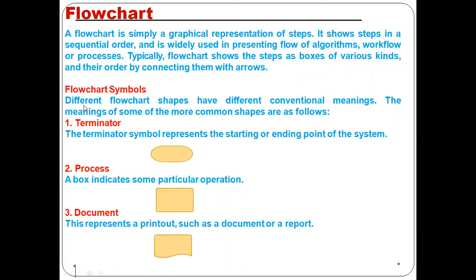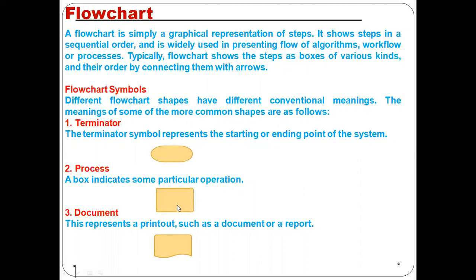And flowchart symbols are different. Flowchart shapes have different conventional meanings. The meanings of some of the more common shapes, the mostly used ones, are as follows. It is a terminator. The terminator symbol represents the starting or ending. This is called the terminator, which marks starting and ending. It is just like an oval shape, the ending point of the system.